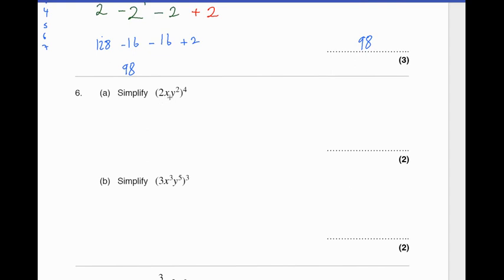So we have 2x y squared to the power of 4. So everything is going to be raised to the power of 4. So we've got 2 to the power of 4 multiplied by x to the power of 4 multiplied by y squared to the power of 4. Just to understand why we get this, I'm just going to explain it here. That basically means 2xy squared times 2xy squared times 2xy squared times 2xy squared.